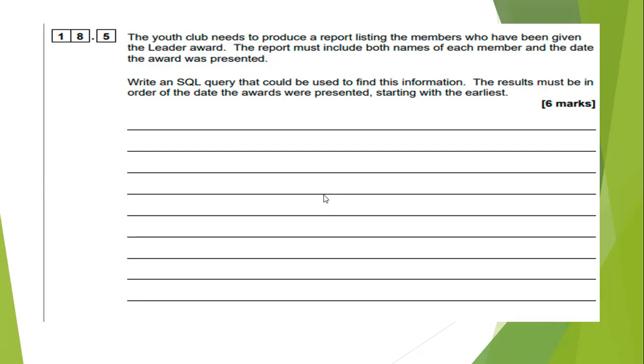So we select. Okay, wait. I think this one you haven't done in a way. It'll be select names and date. Wait a second. Select name, or first name? It's first name. First name, comma, last name. Okay. Then date presented. Next line. From award.